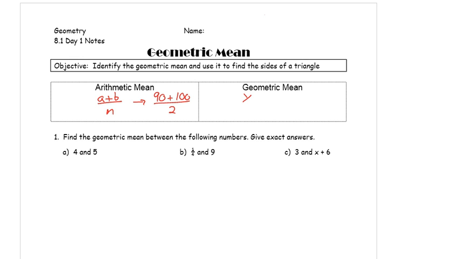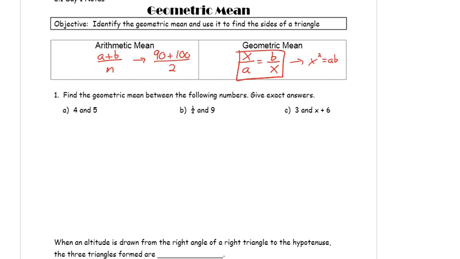Geometric mean is x over a equals b over x. Or the way of looking at this would be x squared equals a times b if you cross multiply. The geometric mean is that x. Geometric mean will always appear twice when you're setting up this proportion. We're going to focus on this way. X squared equals AB is not going to come in as handy when we work through some of these problems. So, just to be able to solve some of these proportions, let's look at a couple.